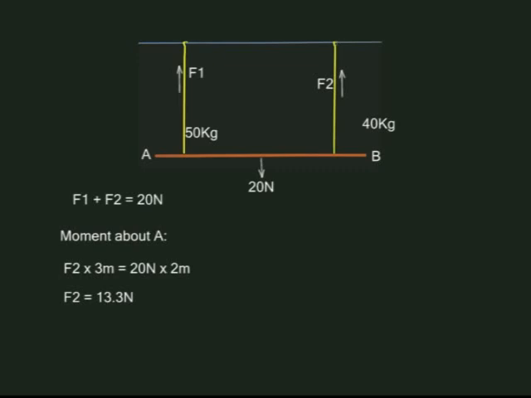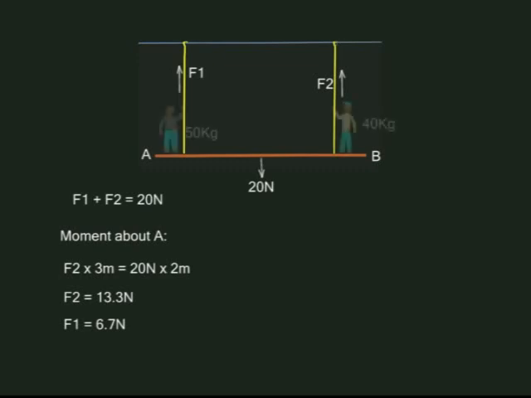So we said F1 plus F2 should give us 20, and we have F2 as 13.3. It means F1 is 20 minus 13.3, which gives us 6.7 newtons. So without the boys, the tensions are 6.7 newtons and 13.3 newtons.